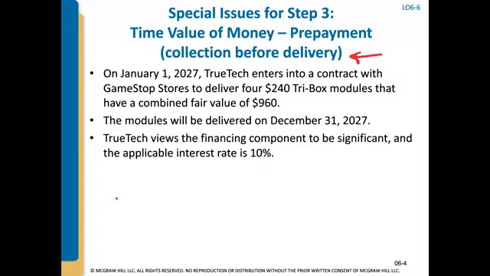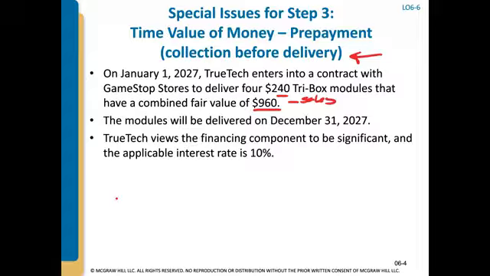On January 1, 2027, TruTech enters into a contract with GameStop stores to deliver 4 $240 TriBox modules that have a combined fair value of $960. This is going to be your sales price. The fair value of the product is your sales price. The modules will be delivered on December 31 of that year, and TruTech views the financing component to be significant and the applicable interest rate is 10%.